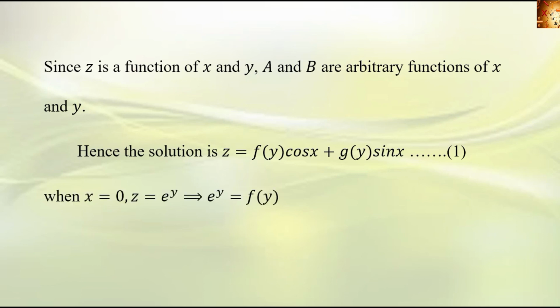Then, in the question it is given some initial conditions, that is when x equal to 0, z equal to e raised to y, and when x equal to 0, dou z by dou x is also given. Okay, first of all we use when x equal to 0, z equal to e raised to y, which implies e raised to y equal to f of y into cos 0 which is 1, plus g of y into sin 0 which is 0. From that we get f of y equal to e raised to y. So the equation 1 becomes z equal to e raised to y cos x plus g of y sin x.